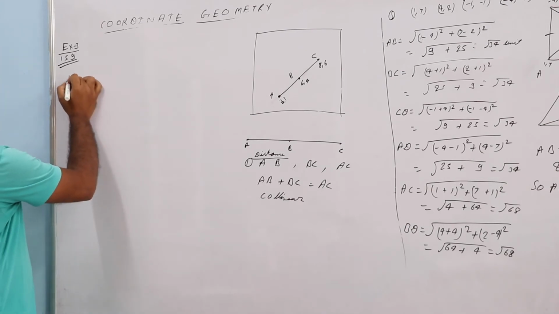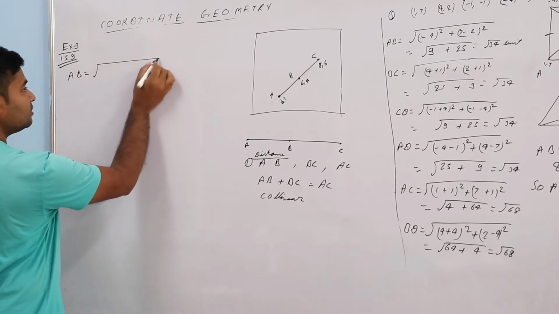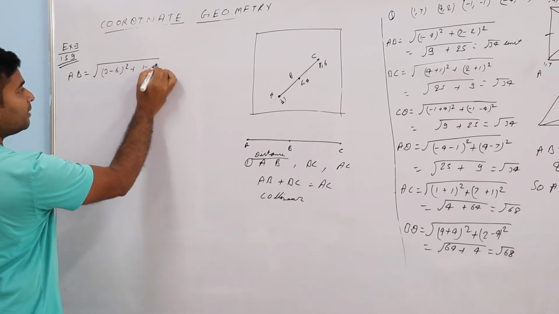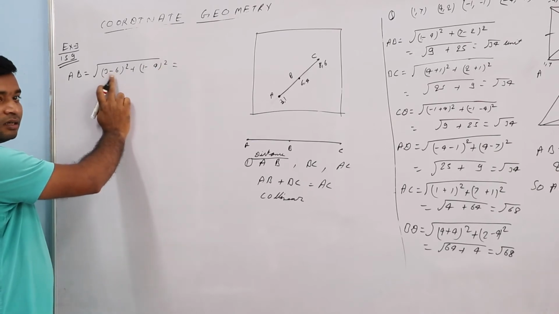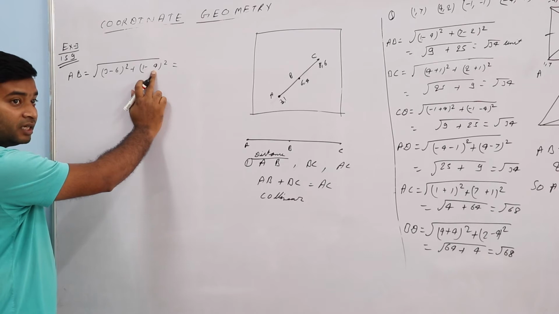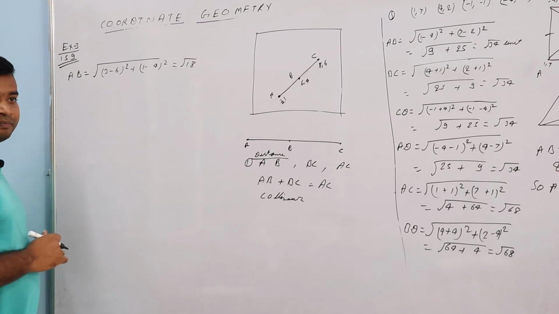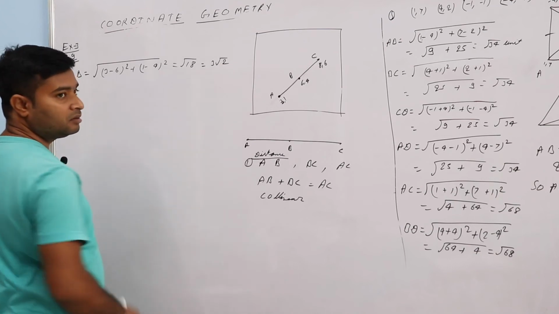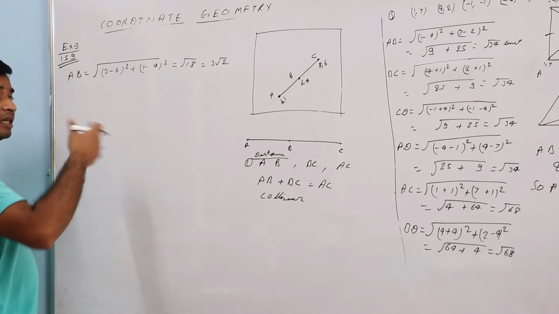See, I am finding AB first. So first say what to write? 3 minus 6 square plus 1 minus 4 square. See, 3 minus 6 is 3, square 9. 1 minus 4 is 3, so again 9. So 9 plus 9 is root 18. Can I write 3 root 2? I explained root 18 the same way many times.